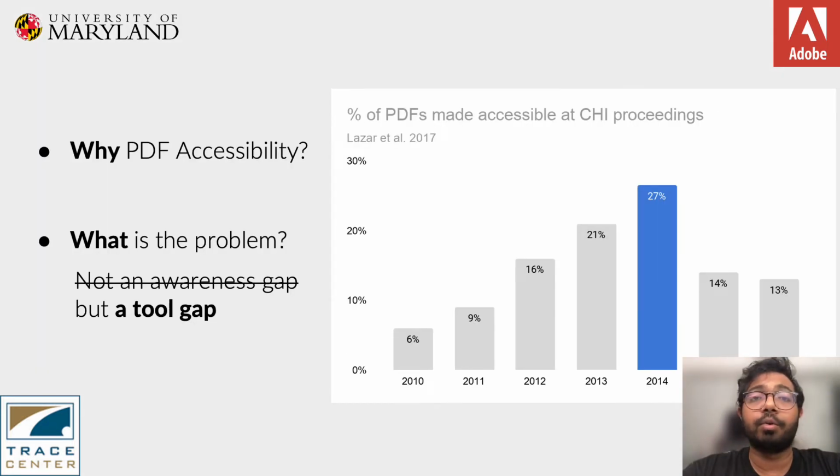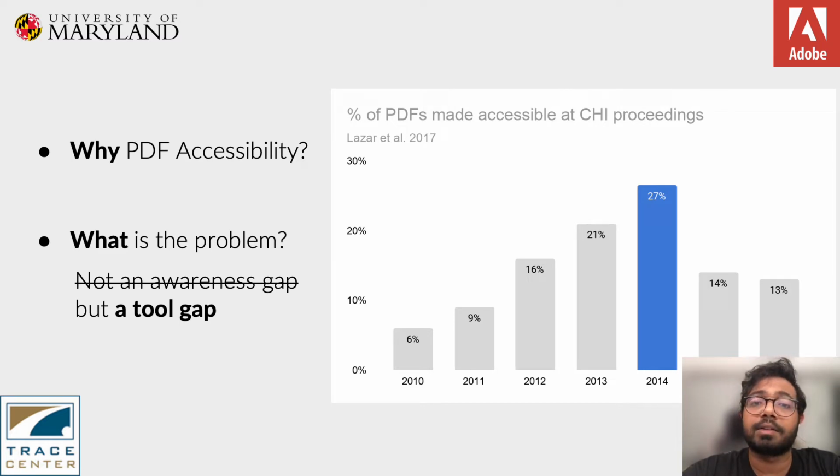Today, there are over 2 trillion PDFs that exist online, but less than 2% of them are fully accessible to screen reader users. This is even a challenge in conferences like CHI. In 2014, authors were given specific guidelines to make their PDFs more accessible, but even then, only 27% of them were made accessible, showing that even the HCI community is struggling with this problem.